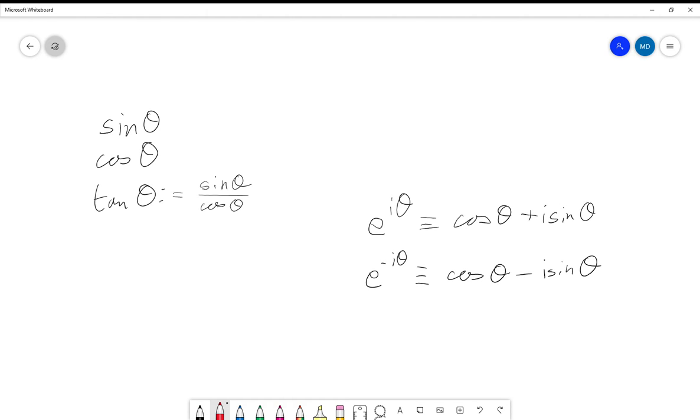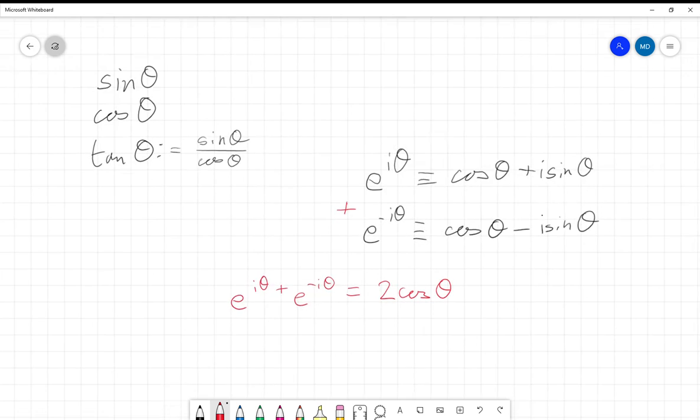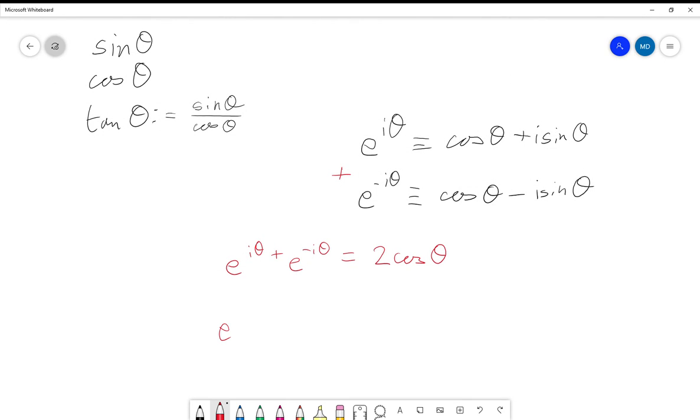This allows us to produce a definition for cosine theta and sine theta, because if I add these, the cosines will add together and the sines will cancel out. So we'll end up with e to the i theta plus e to the minus i theta is equal to 2 cosine theta. Dividing by 2, I end up with e to the i theta plus e to the minus i theta divided by 2 is cosine theta.